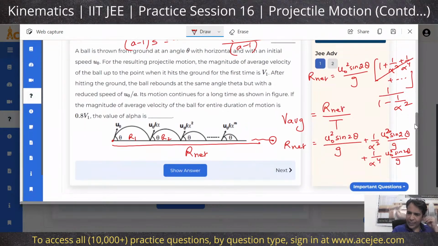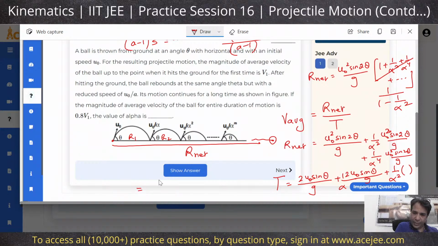Now, if you write the total time, the time of flight for the first time it hits back on the ground, what is the time of flight? You guys quickly recall, what is the time of flight, Peter? So 2u sin theta by g. The time will be u0 sin theta by g, and you will have 1 by alpha there, and then 1 by alpha square, and so on and so forth. So once again, you have 2u0 sin theta upon g, 1 plus 1.